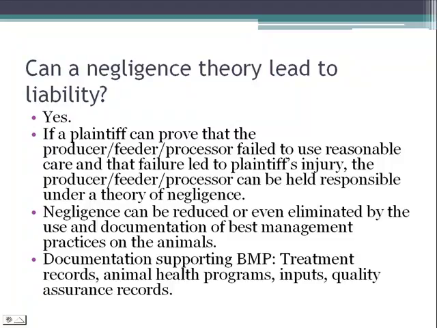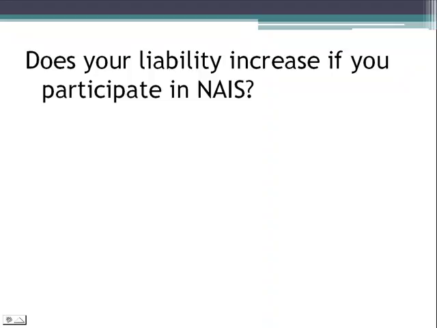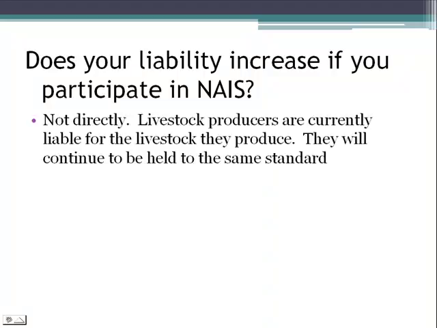So the question is, does liability increase if you participate in an animal identification system? And the answer is no, it does not increase directly. Right now, livestock producers are held to the standard that they are responsible for the animals that they produce. And they'll continue to be held to the same standard, meaning you can't feed bone meal from cattle back to cattle. You can't buy growth hormones from Mexico that you know are outlawed in the United States.